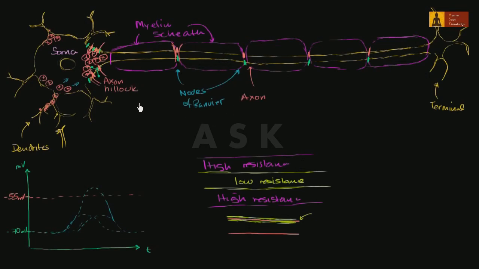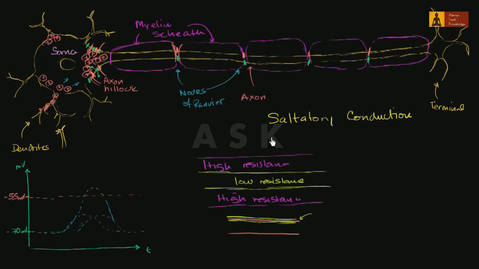And this type of conduction, where the signal just keeps boosting, if you were to just superficially observe it, it looks like the signal is almost jumping. It gets triggered here, then it gets triggered here, then here, then here, and then here. This is called saltatory conduction.